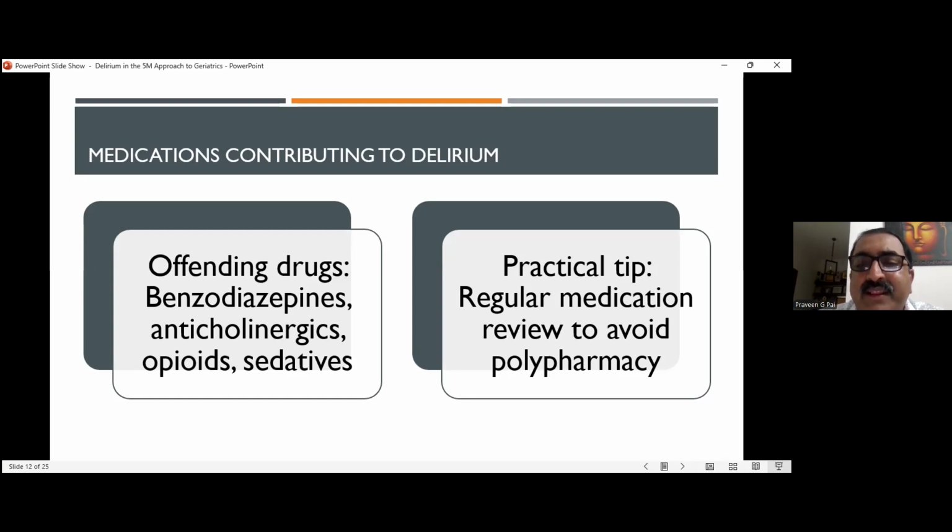So whatever the practical tip would be, generally review the medication again and again and again. There is no single prescription for a lifetime. It has to be reviewed. And sometimes polypharmacy is very bad. We have to cut down the medication, probably by one or two or three, or even one, or sometimes no medication would be the best treatment for that person.